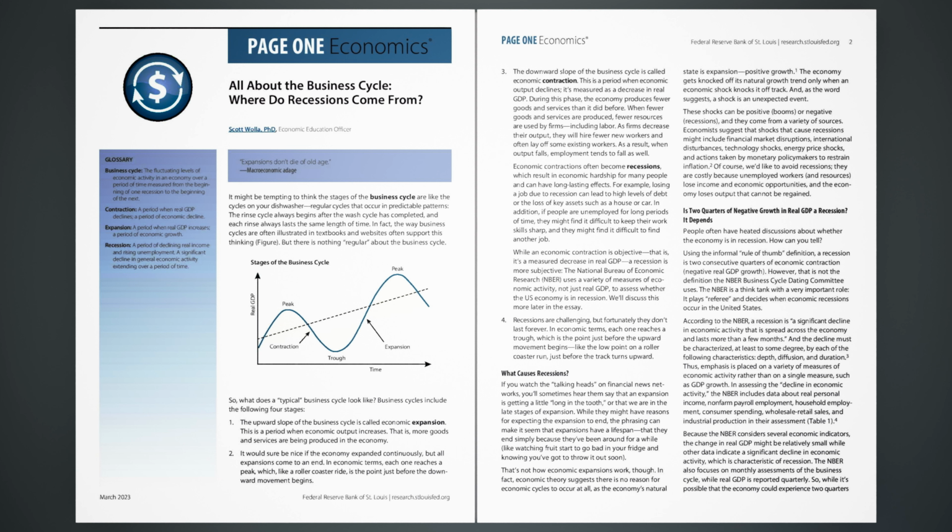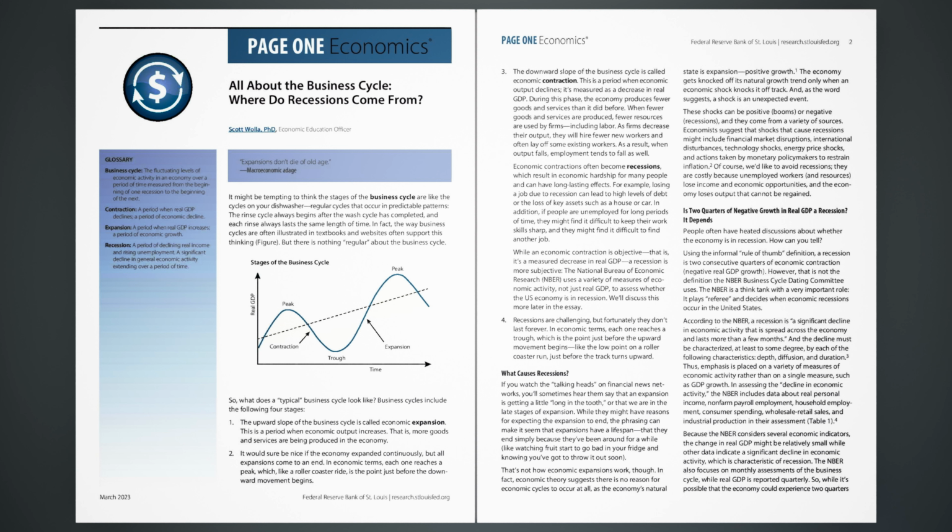2. Of course, we'd like to avoid recessions. They are costly because unemployed workers and resources lose income and economic opportunities, and the economy loses output that cannot be regained. Is 2 quarters of negative growth in real GDP a recession? It depends. People often have heated discussions about whether the economy is in recession. How can you tell? Using the informal rule of thumb definition, a recession is 2 consecutive quarters of economic contraction, negative real GDP growth. However, that is not the definition the NBER Business Cycle Dating Committee uses.